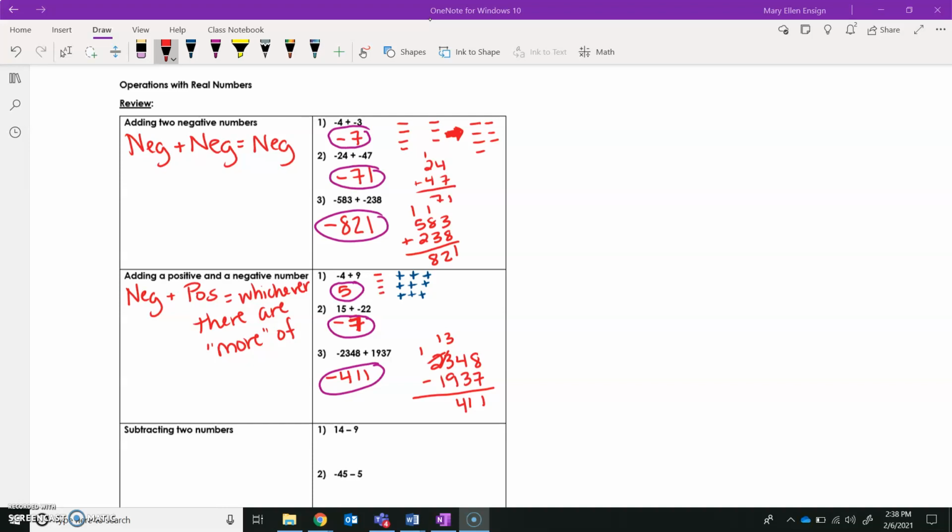When I add a negative and a positive, it's a little different. The sign of my answer is whichever there are more of. So if I look at this first one here, -4 plus 9, I have 4 negatives and 9 positives. So what happens then is every time I have a negative and a positive put together, they cancel each other out. It's like going one step forward and one step back. So if I cancel out 4 negatives with 4 positives, then what I have left is 5 positives. That's what I have left there because there were more of them. So take a look at these other examples, see if you can figure out where I got the answers from, and we'll start there in the next video.